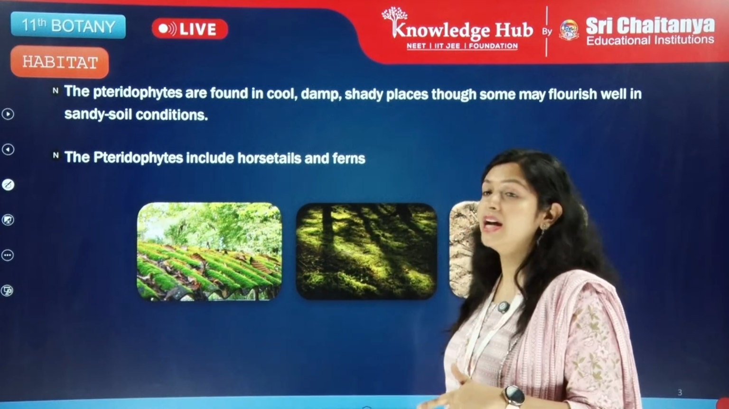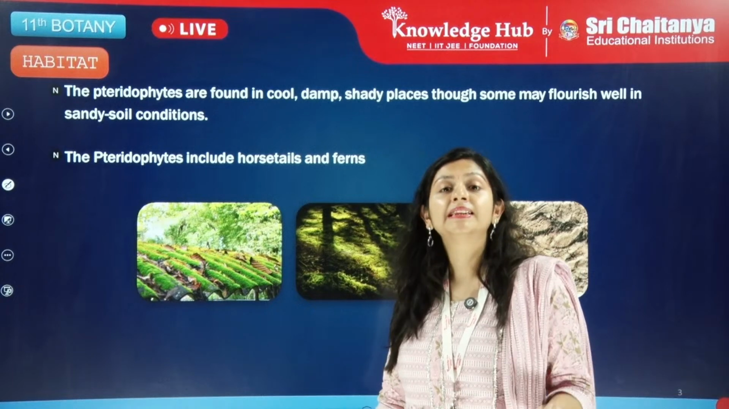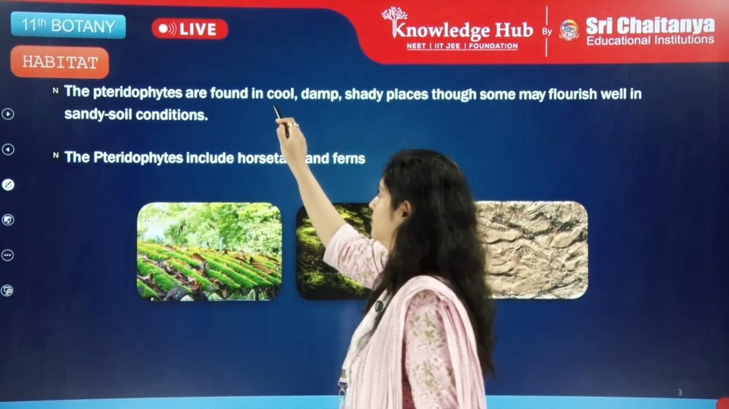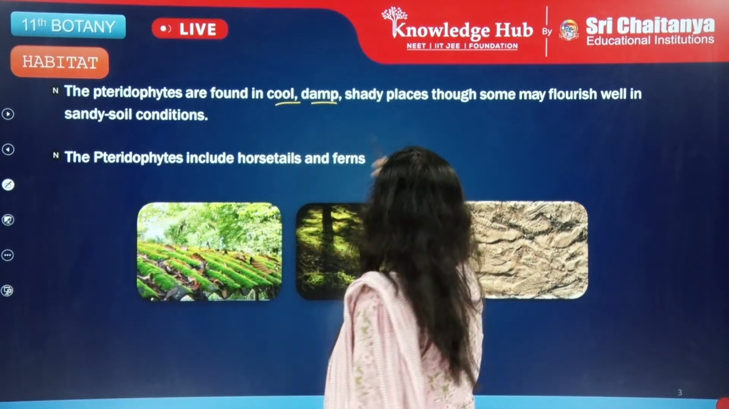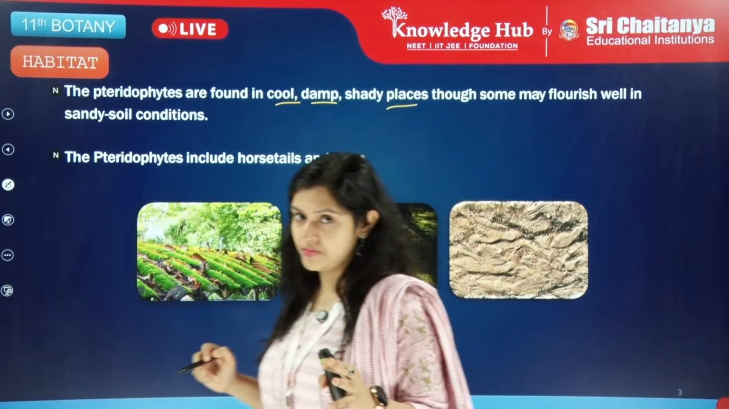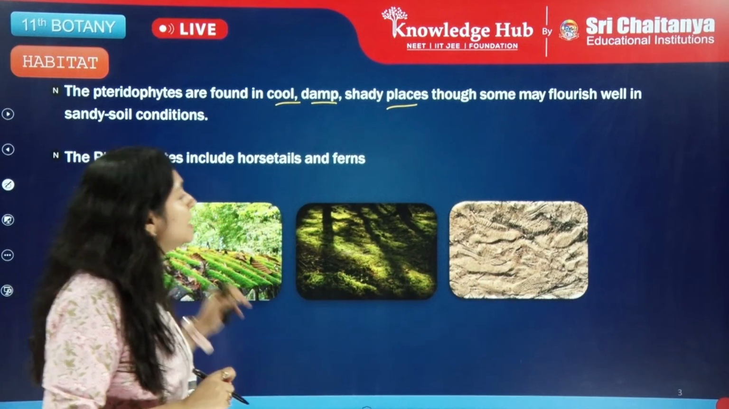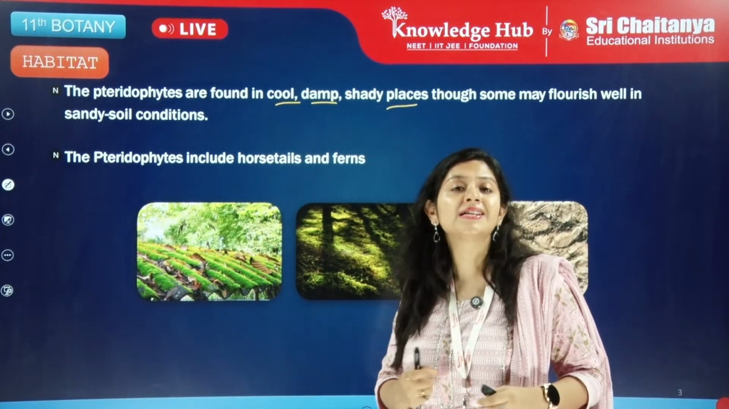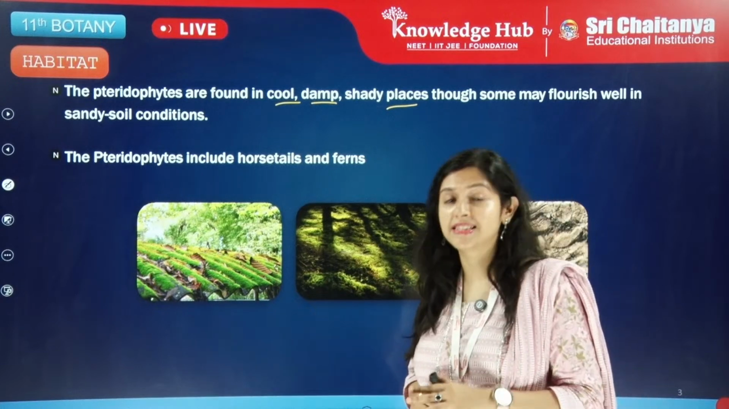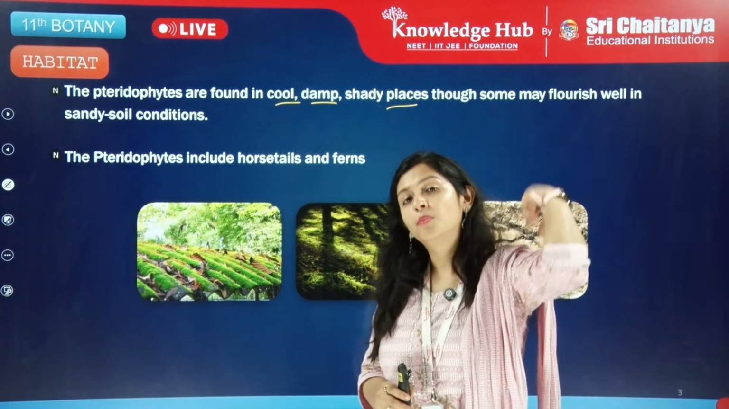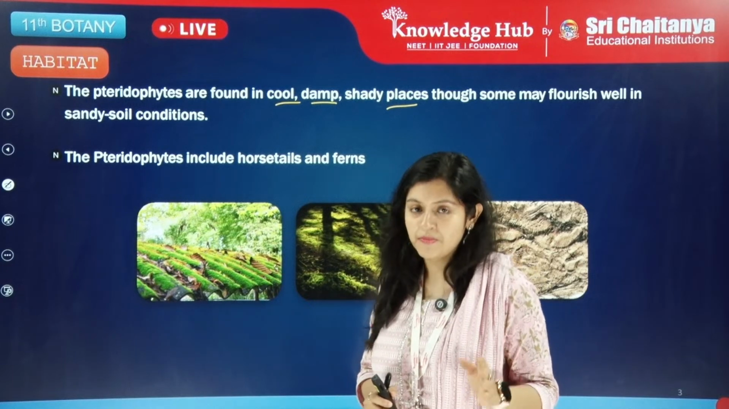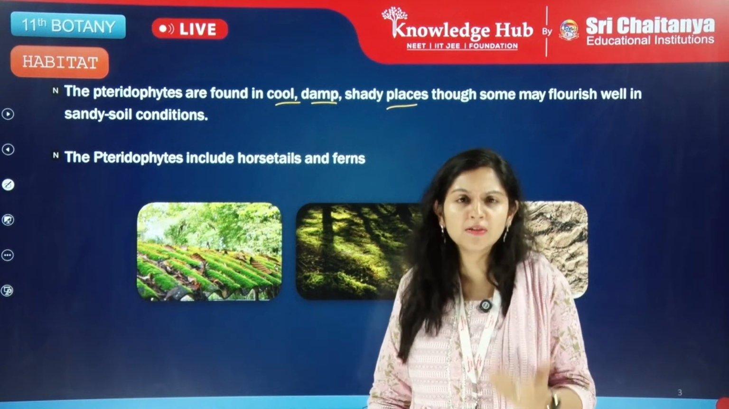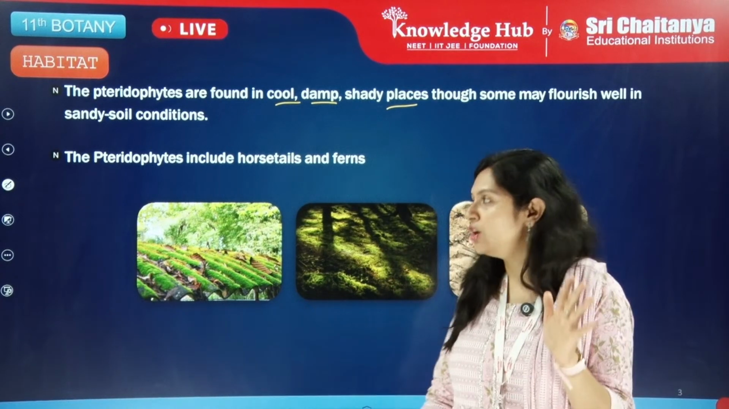The first thing we observe is that the pteridophytes are found in cool, damp, shady places, although some of them may still flourish in sandy soil conditions. What does this indicate? It indicates that they are not that prone to arid conditions. They require well-watered conditions to survive. That is very rightly got.